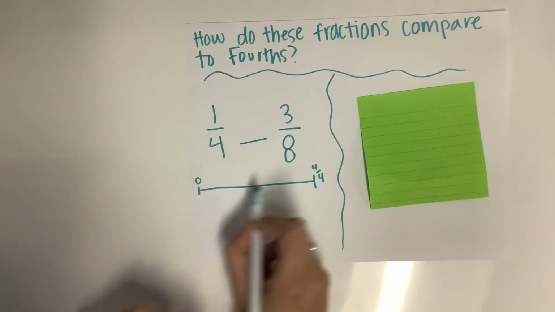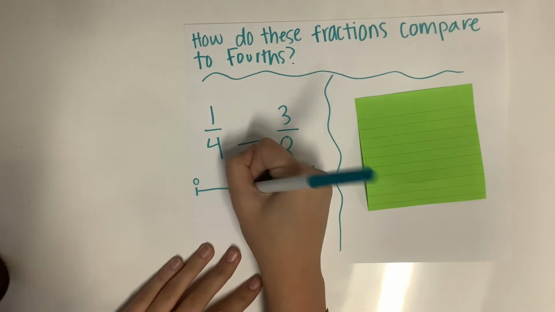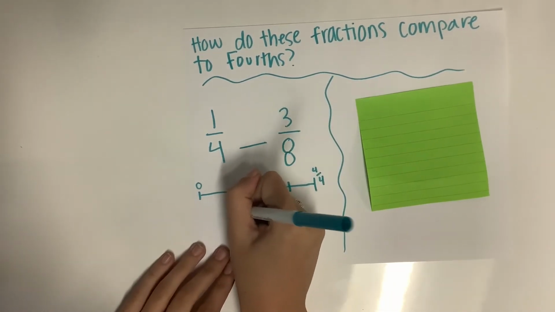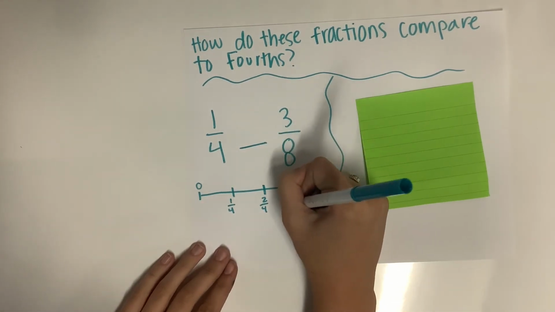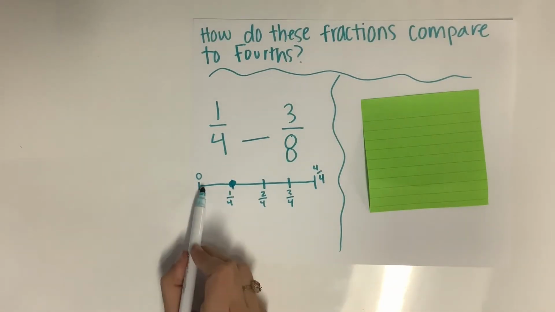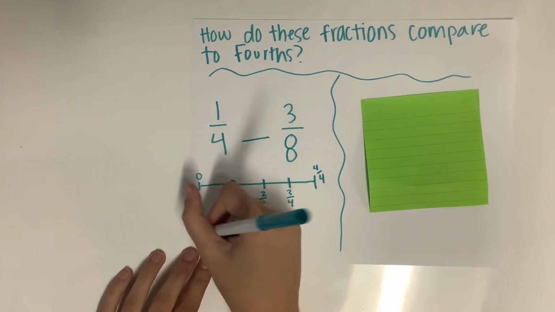So if I break these into 4 equal pieces, I have 1, 2, 3, 4. Okay, so this would be 1/4. This would be 2/4, and this would be 3/4. So 1/4 is right here. We're 1/4 of the way to a whole.